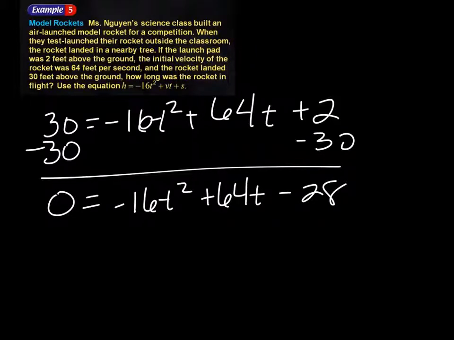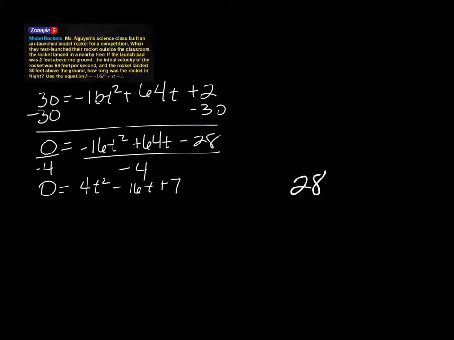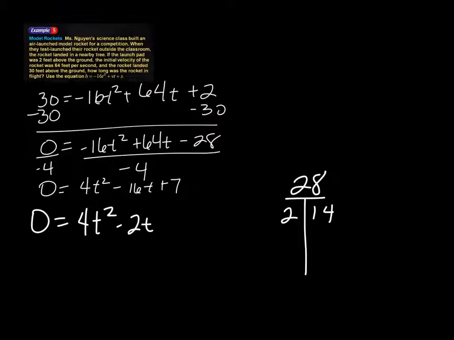Not so much loving the negative, so I'm just going to divide both sides by, what can we divide out? Negative 4 will be nice. Now, we don't normally want to divide both sides of the equation if we're dividing out a variable, but we can divide out a constant, that's fine. So I have 4t squared minus 16t plus 7. So I need to come up with factors of 28 that are going to give me a sum of 16. 2 and 14. That was a good place to start. So I have 4t squared minus 2t minus 14t plus 7.